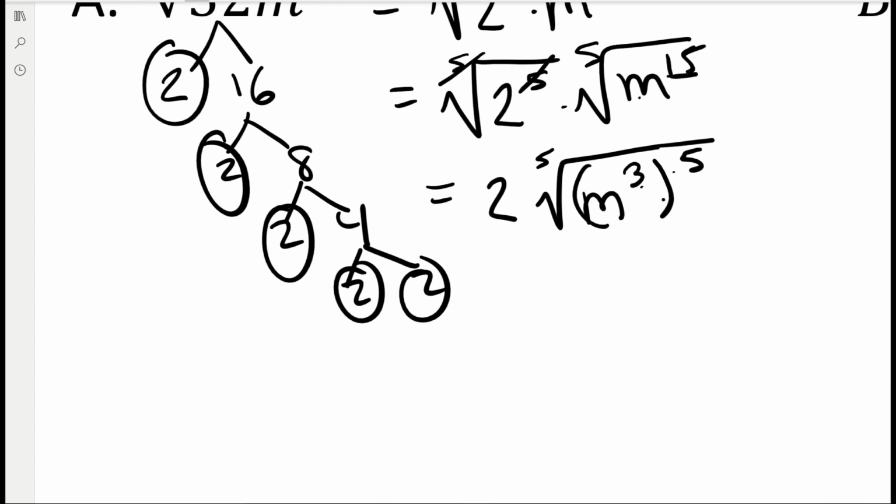So if I write it this way, then I can see, well, okay, this cancels out, right? So I can say that this cancels out, and that leaves me with simply m to the third power. So I have 2 times m to the third power. Now, since the 5 is odd, I don't need to do the absolute value. Otherwise, I would have to include the absolute value here.